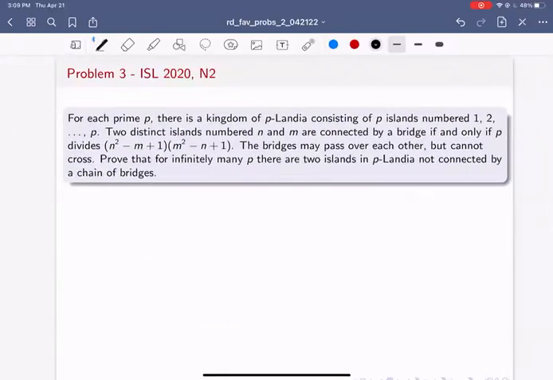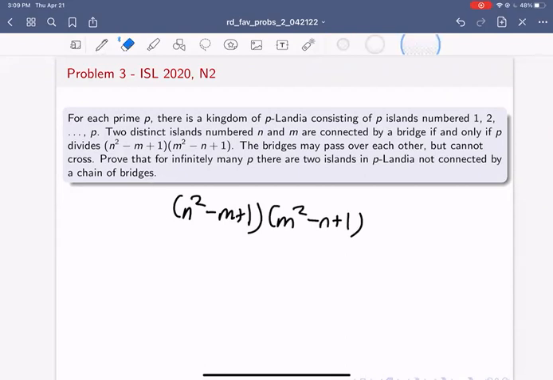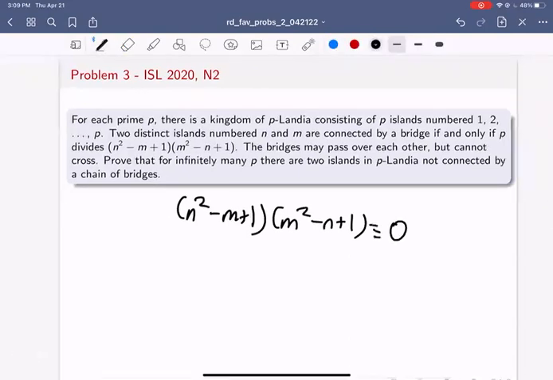So this is a more complicated problem statement. This is also from the IMO shortlist. It's the second number theory problem. And its problem statement is basically saying for a prime p, you draw an edge between two numbers m and n if and only if p divides n squared minus m plus 1 times m squared minus n plus 1. Or in other words, this is congruent to 0 mod p.